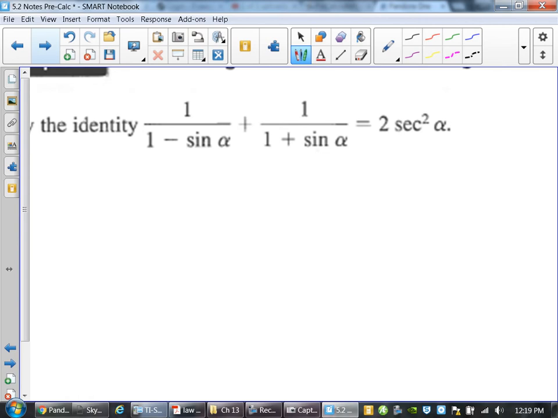So we need a common denominator. What's going to be the common denominator for 1 minus sine, 1 plus sine? Just multiply them together. So you wind up with this. Fraction on the left needs the 1 plus sine. Fraction on the right needs the 1 minus sine. Denominator would have been multiplying those two together. If I FOIL that out, you guys notice how it's going to be a difference of squares? So it's 1 minus sine squared.